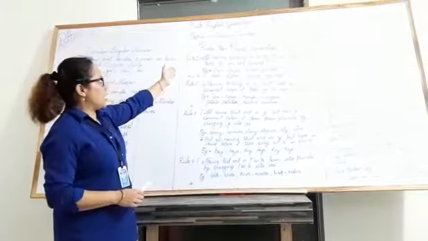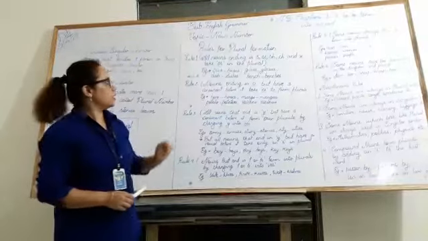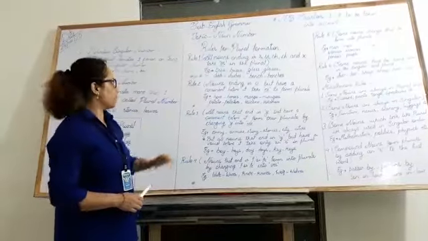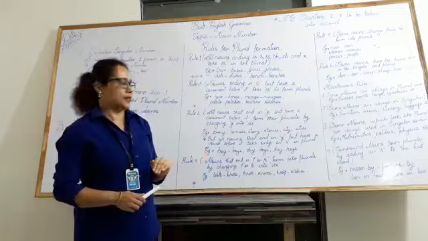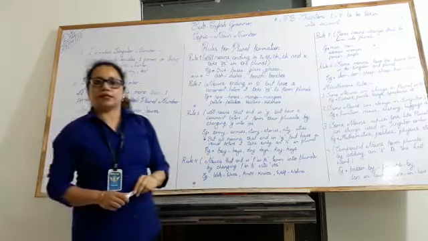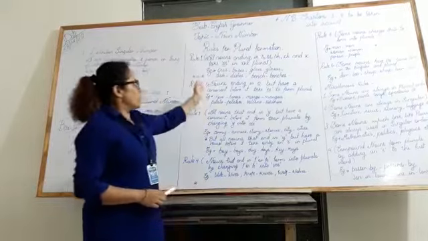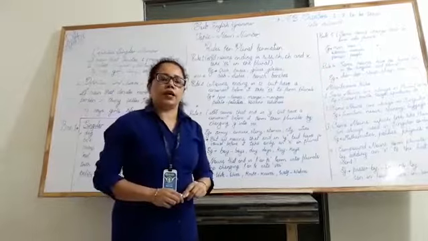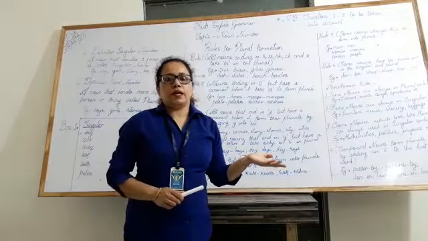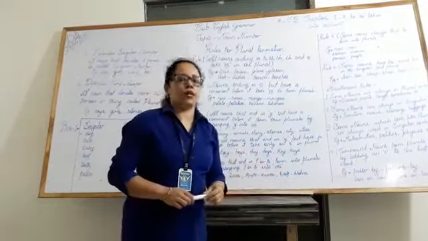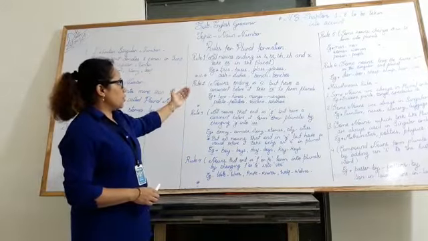Rule 1. All nouns ending in s, ss, sh, ch and x take es in the plural form. For example, bus will change into buses. Glass will change into glasses. Dish will change into dishes. And words like bench will change into benches. Let's move on to rule number 2.